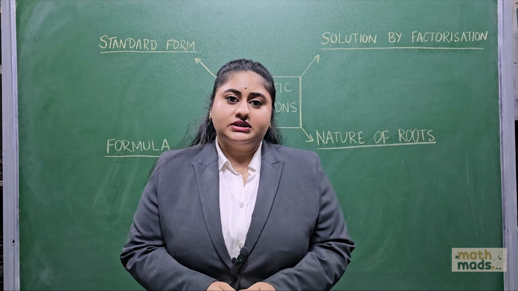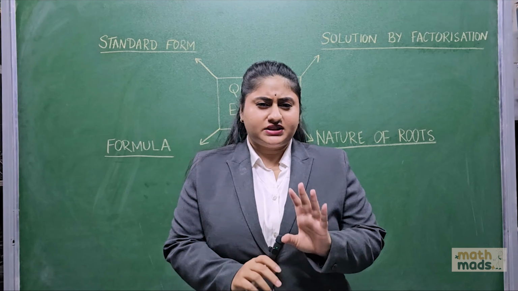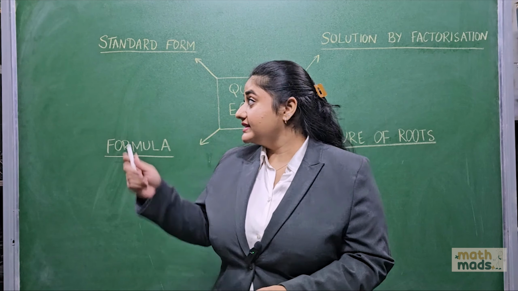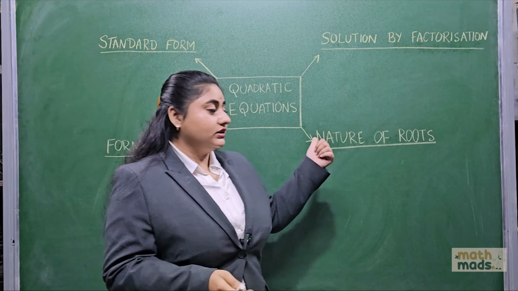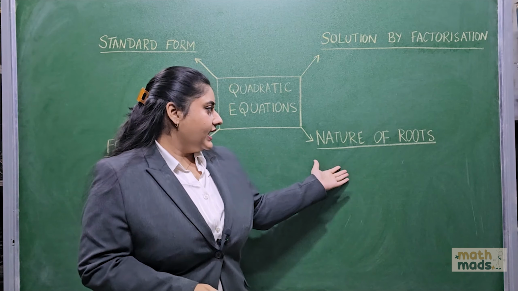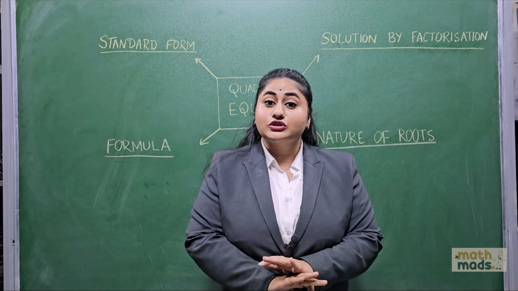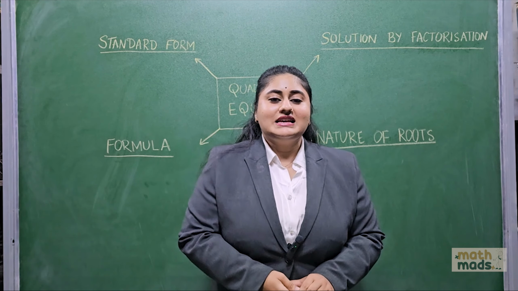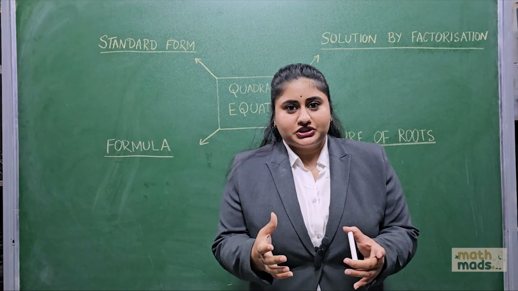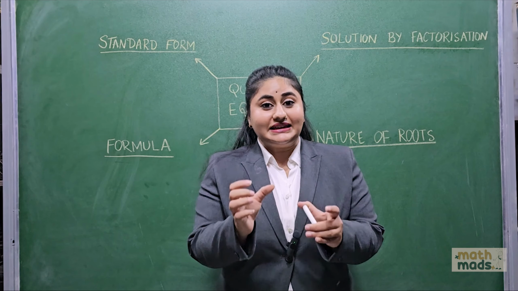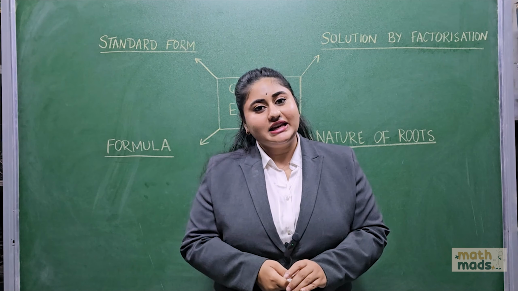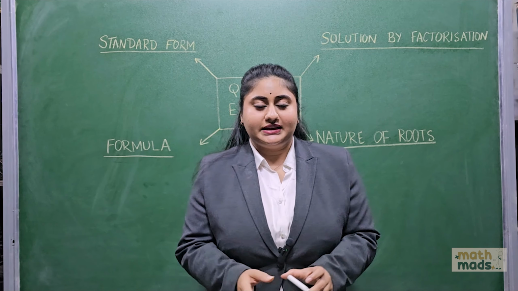So, in this chapter, there are just four important things for you. First is the standard form, and then the type of solutions we have and the nature of roots. These are the only things that you have to remember. Then you will be able to solve all the problems very well. Now, what is a quadratic equation? Quadratic means degree 2. Very simple. And then an equation is something which has an equal to sign.